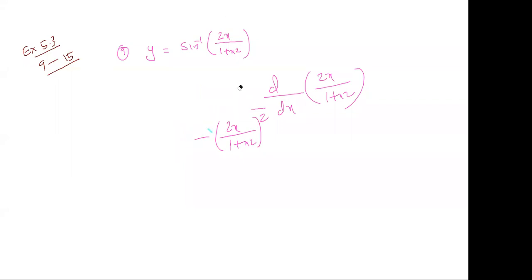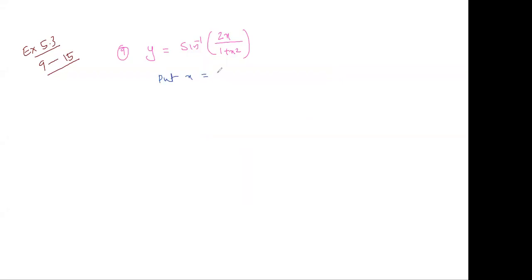So we'll use some techniques sometimes. This is called trigonometric substitution. Before applying derivatives, you can make a small substitution: put x is equal to tan theta. We are not finding the derivative, we are just giving a substitution and trying to simplify this function. y is equal to sine inverse of 2 tan theta divided by 1 plus tan square theta. But 2 tan theta by 1 plus tan square theta is sine 2 theta, the double angle formula you studied last year. So sine inverse sine 2 theta is 2 theta.